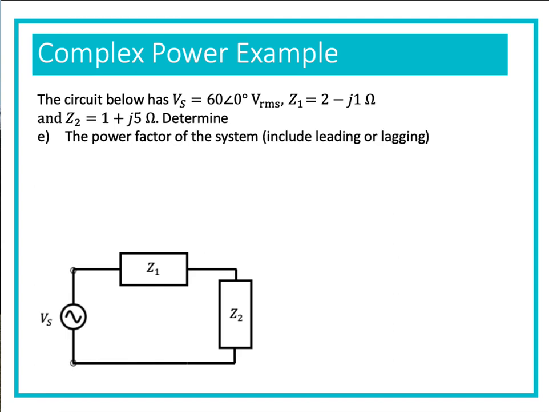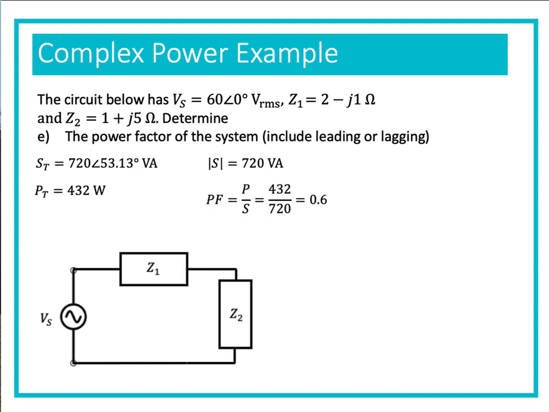Next, we want the power factor of the system, including leading or lagging. Well, we already determined it was lagging. And there are, given what we know, two different ways to do this. We can get the magnitude of the complex power, which will give us the apparent power, and we can calculate power factor by taking the real power divided by the apparent power, which would give us 432 over 720, which equals 0.6, and we already determined that that was lagging. So that would be one way to find it.